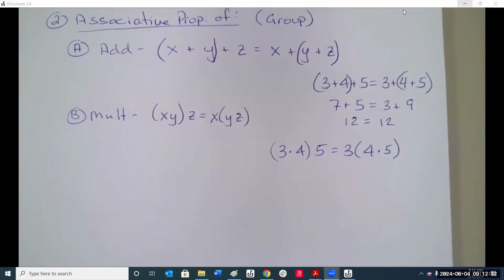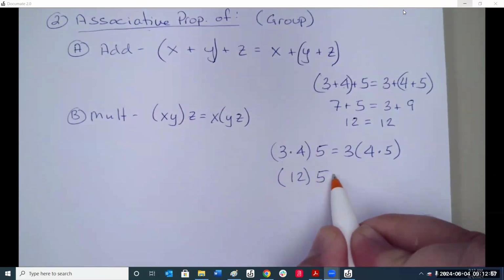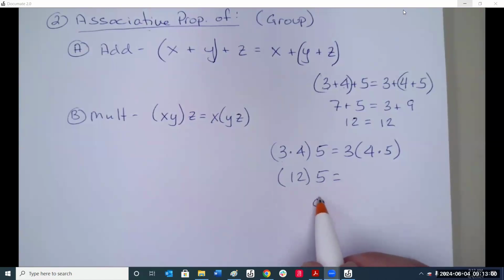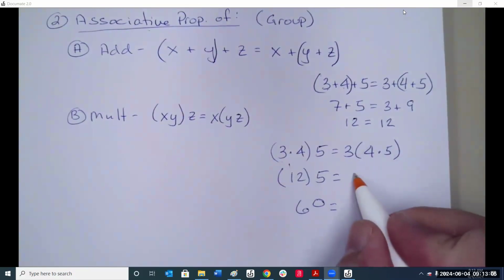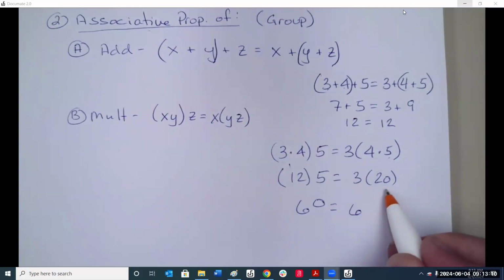This rule, this property, the importance of it is better exemplified here in this example. Work those out. Which side is easier to do? By far, yeah. Because in this one, 3 times 4 is 12. 12 times 5. Well, 5 times 2 is 0. Carry the 1. This side says 3. 5 times 4 is 20. 3 times 2 is 6. Put a 0 behind it.